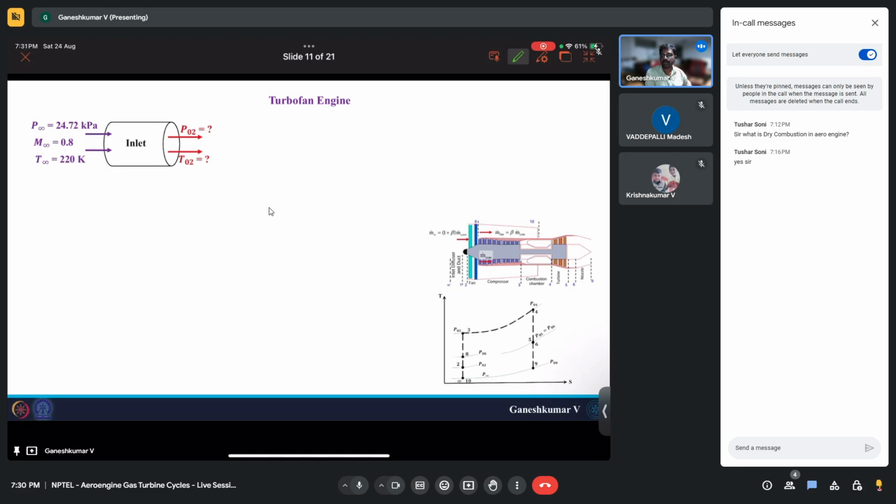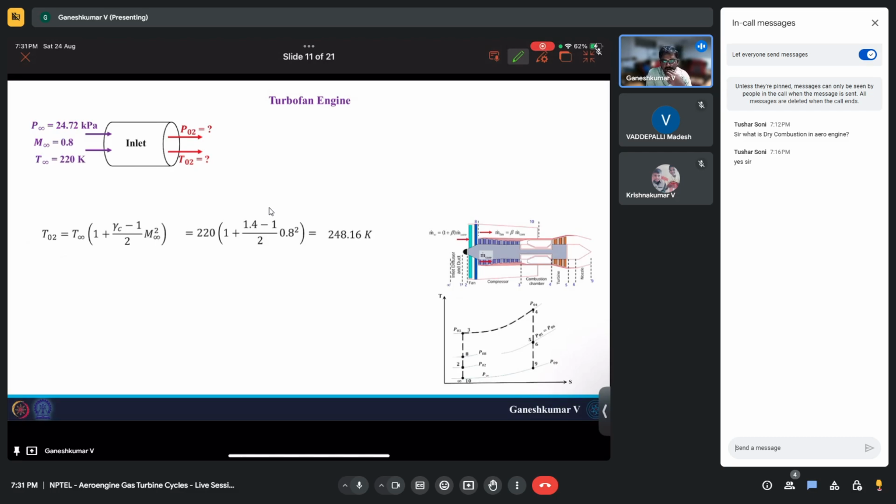So first, initially you have the inlet, and the inlet Mach number is given as 0.8. So we know the isentropic flow relations: T02 by T infinity is 1 plus (gamma minus 1) by 2 times M infinity squared. If you substitute these numbers over here, T infinity is 220 Kelvin and M infinity is 0.8, you will be able to get T02, and T02 would look something like 248.16 Kelvin.